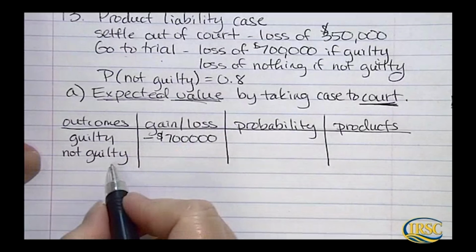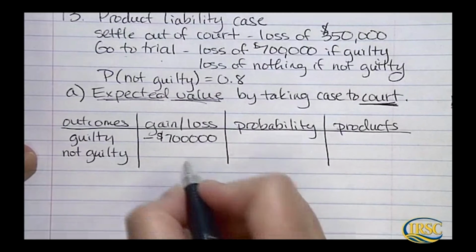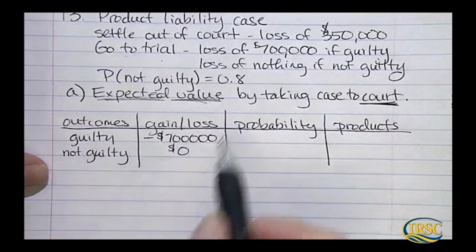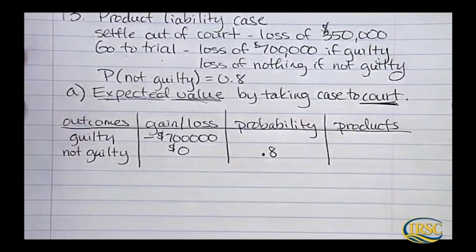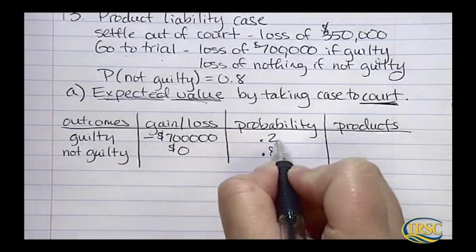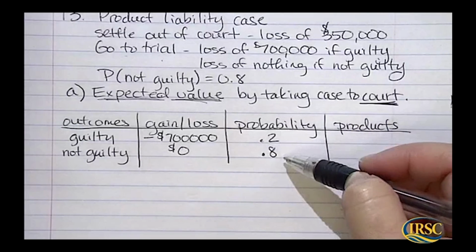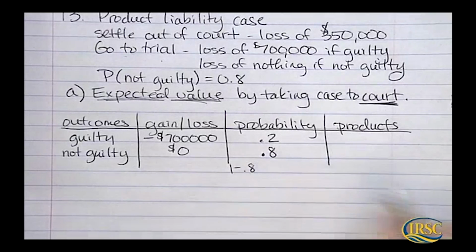And then if they're found not guilty, then what's their gain or loss? Zero. Good, because it says nothing. Okay, the probability that they gave us was not guilty, so that goes right here, 0.8. So what does the other probability have to be? 0.2. Why 0.2? Because this has to add up to 1. Good. And again, if you're not good at visualizing what the other number should be, you can always say 1 minus 0.8. And that'll give you the 0.2.